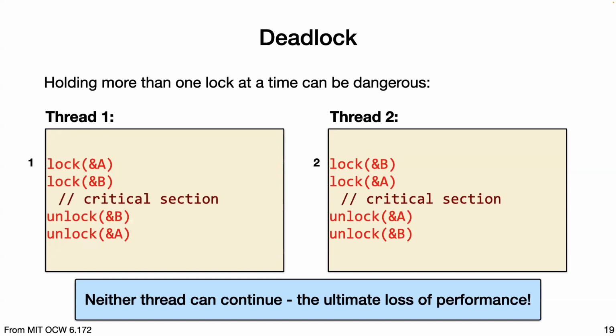You have two resources, A and B. Thread 1 locks A first, and then it wants to grab B. On the other hand, thread 2 grabs B first, and then it wants to lock A. But neither of them can continue because thread 1 is holding A and needs B, and vice versa for thread 2, it's holding B and then it needs A. So you stop and the entire program is stuck.